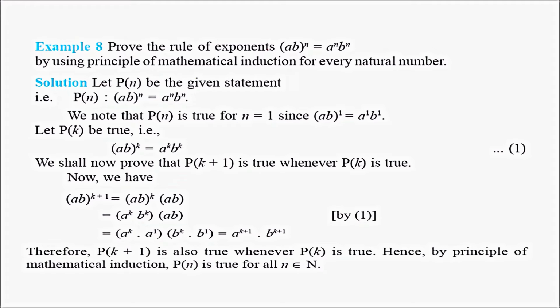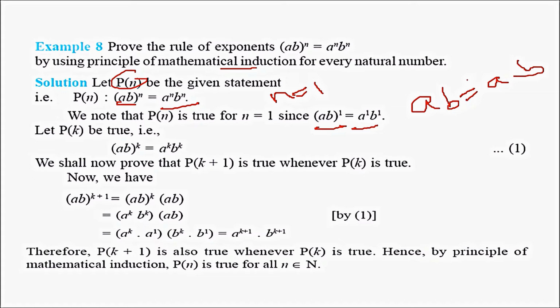Let us prove the rule of exponent: ab to the power n is equal to a to the power n, b to the power n, and we use mathematical induction here. P(n) is actually ab to the power n equals a to the power n, b to the power n. Put n equal to 1 for our basic step. ab to the power 1 is a to the power 1, b to the power 1, so ab equals ab. No problem here.